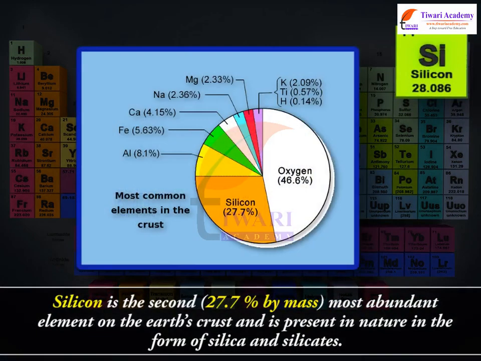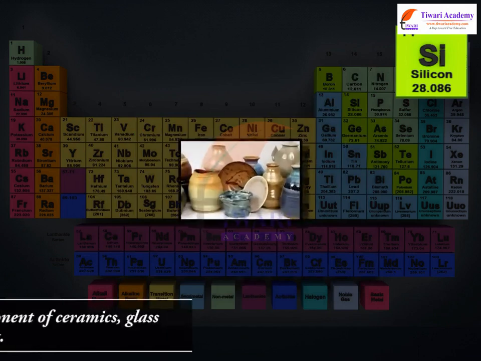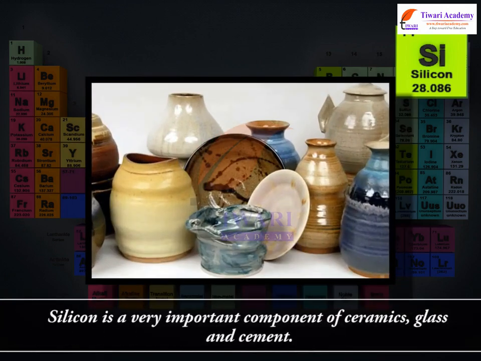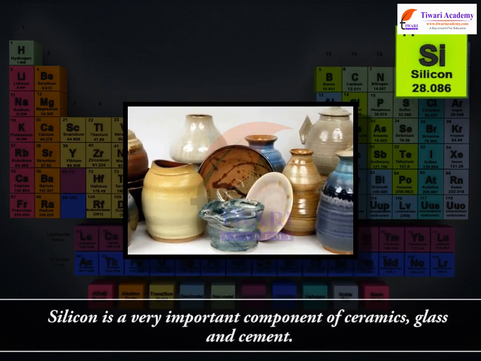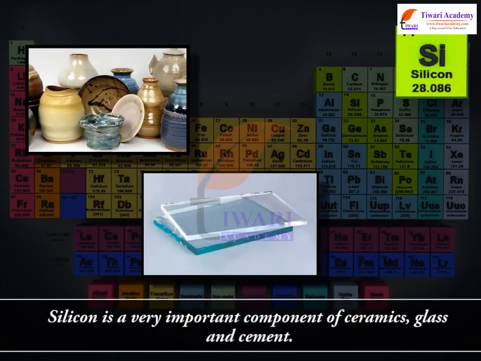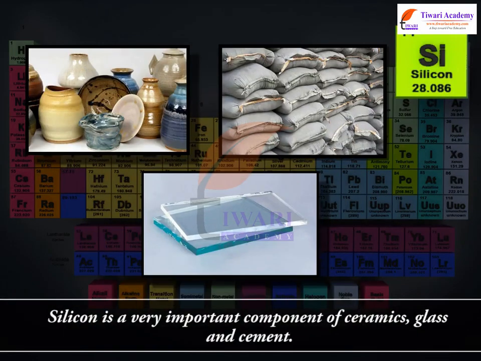Silicon is the second most abundant element in the Earth's crust, 27.7% by mass, and is present in nature in the form of silica and silicates. Silicon is a very important component of ceramics, glass, and cement.